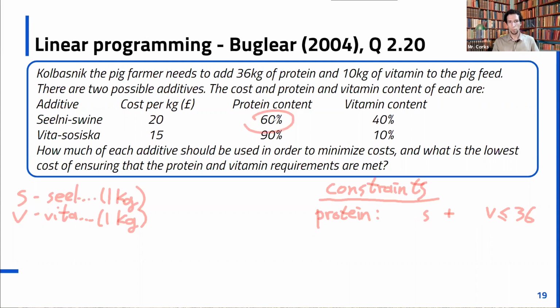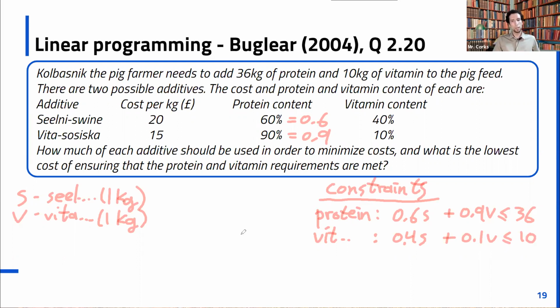So remember, we write percentages as 60 and 90 and such just for convenience, but the real numbers here are 0.6 and 0.9. And for vitamin content, yeah, vitamins: 0.4 S plus 0.1 V is less than or equal to 10. Okay. I agree with a lot of this. There's one part with each of these I think we need to change.